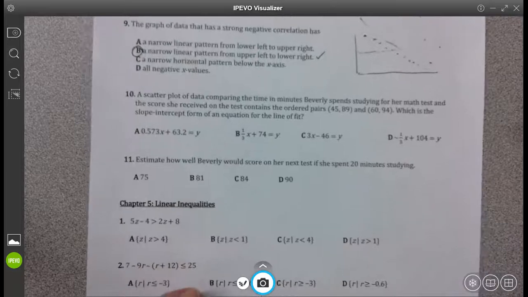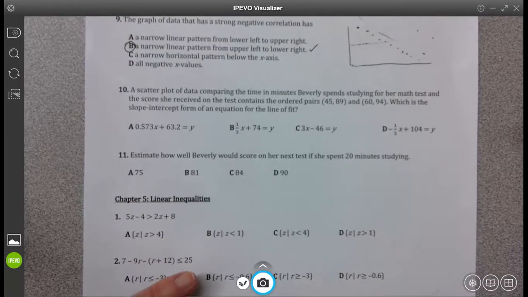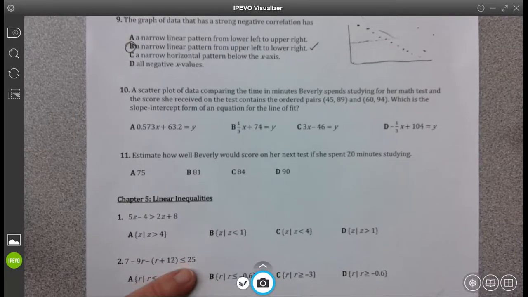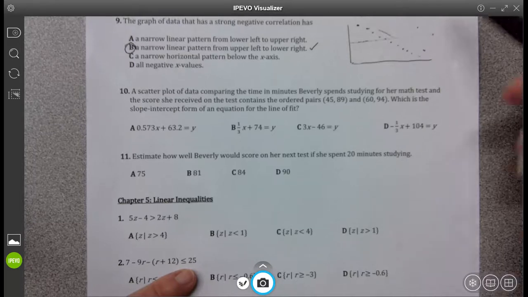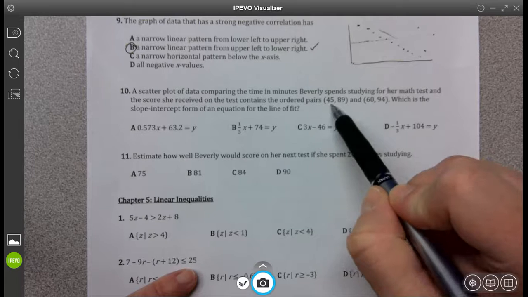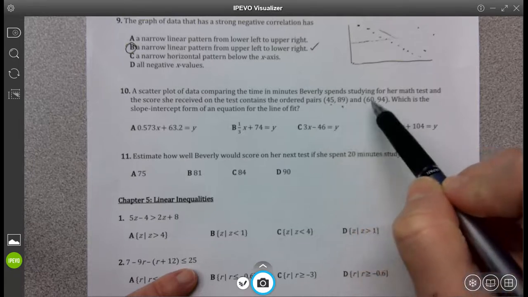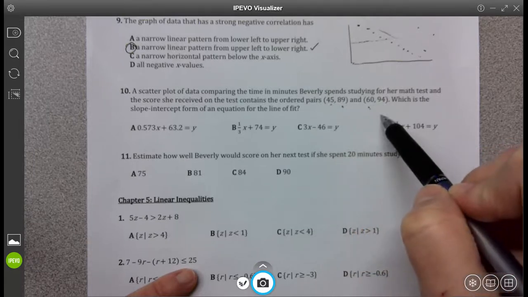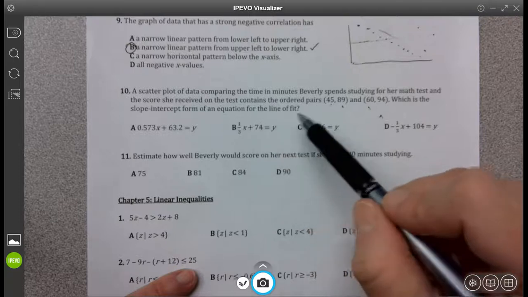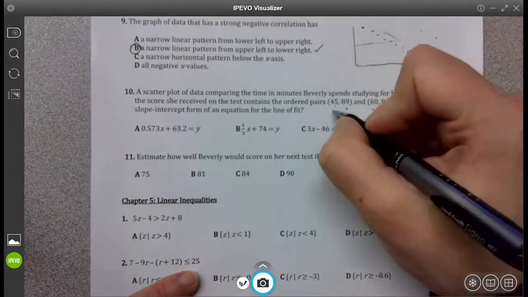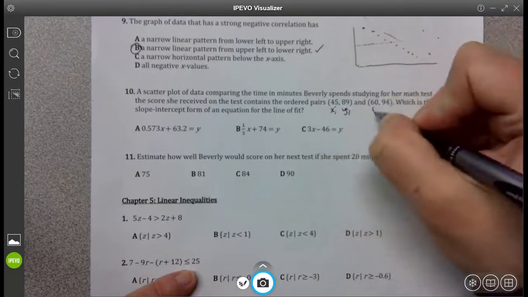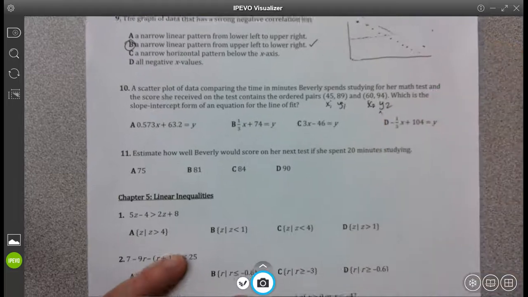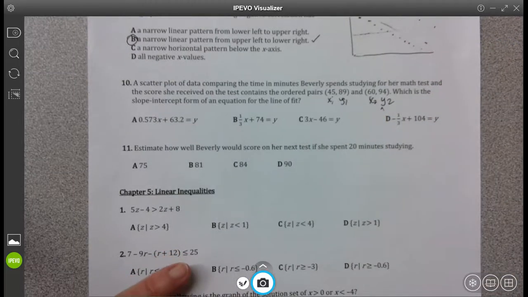A scatter plot of data comparing the time in minutes Beverly spends studying for her math test and the score she receives on the test are these ordered pairs. So time spent in minutes was 45 minutes, and then she got an 89. She spent 60 minutes studying, and she got a 94. Which slope-intercept form of an equation is the line that fits? Well, this was her first x and y, and this was her second x and y. So it was just a wordy way of saying what equation is it.